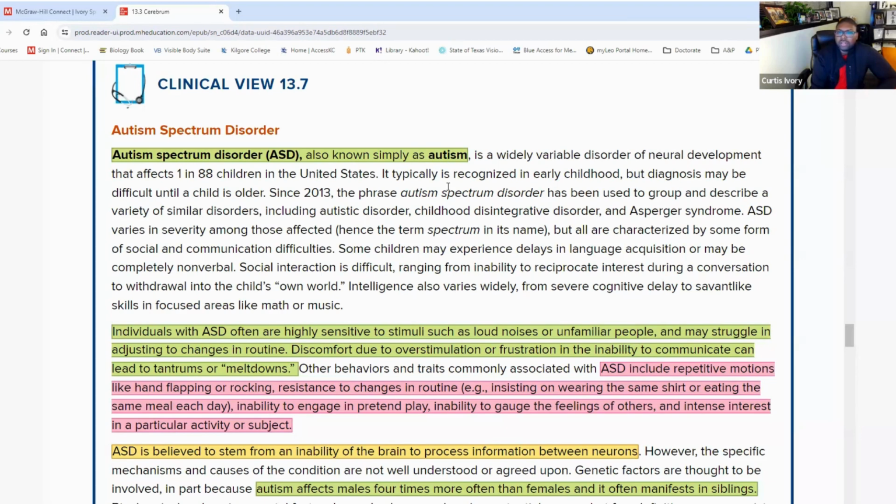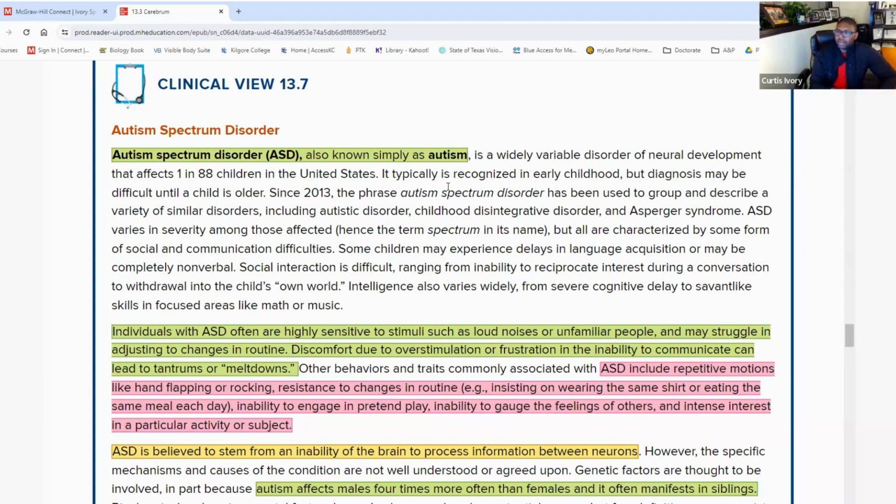So essentially, individuals with autism are highly sensitive to stimuli, such as loud noises and unfamiliar people. Sometimes they also have issues adjusting to new people or new routines. If you remember things like sight, especially when you have a migraine, light and hearing things can essentially aggravate you. Same thing with autism.